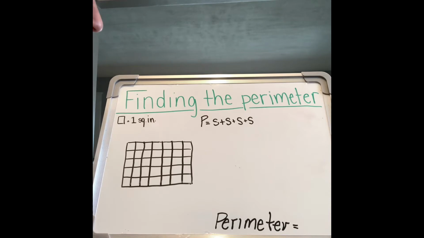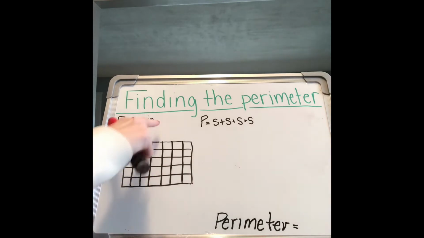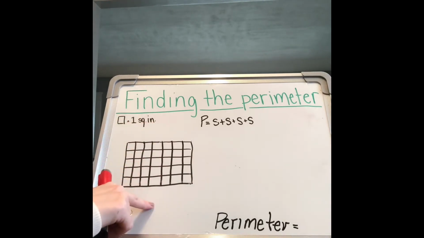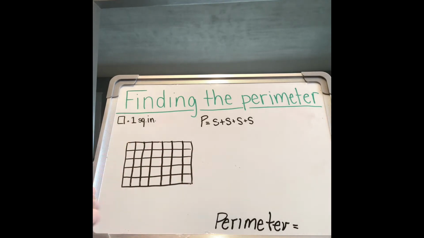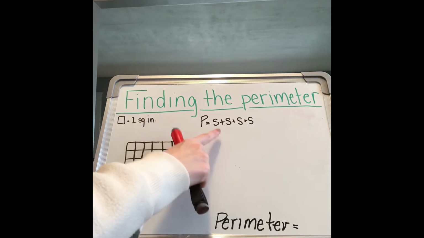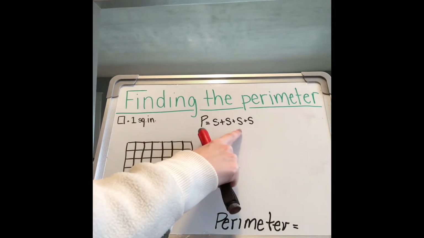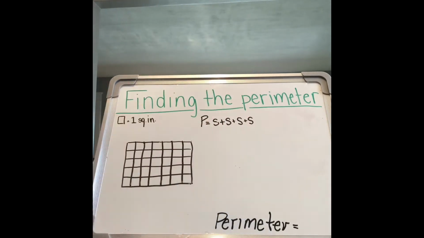When we're talking about regular rectangles, which means they have opposite equal sides, meaning the top and the bottom are equal to each other, and each side is equal to each other. So 4 sides in all. That's when we have a formula. Perimeter equals side plus side plus side plus side. You're adding the 4 sides together.